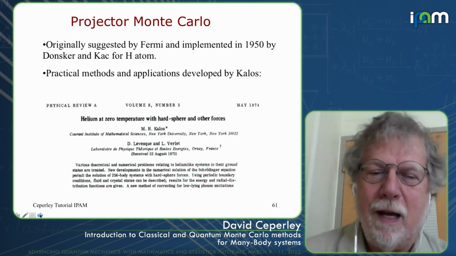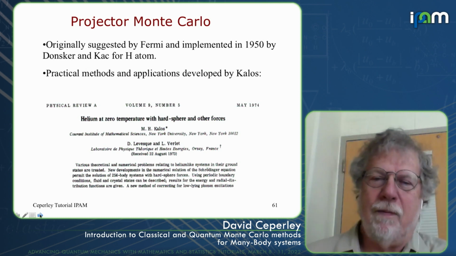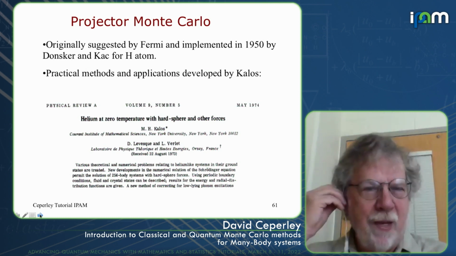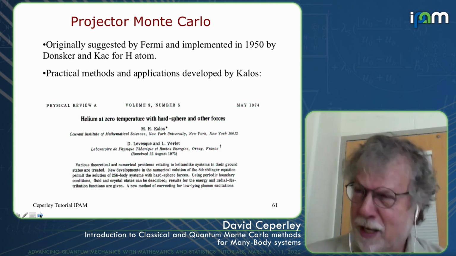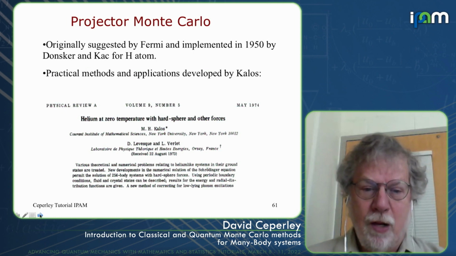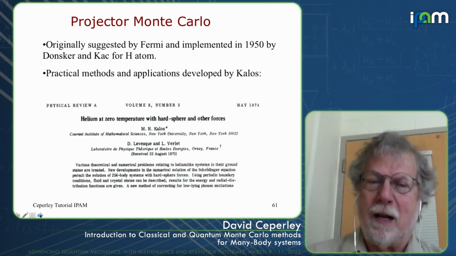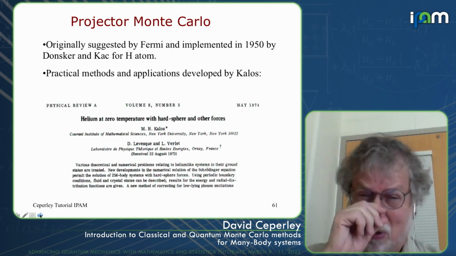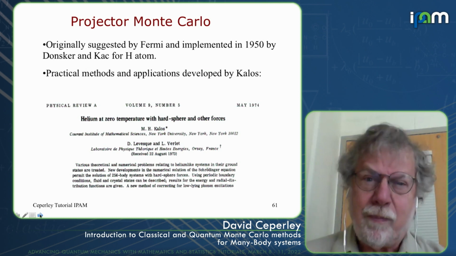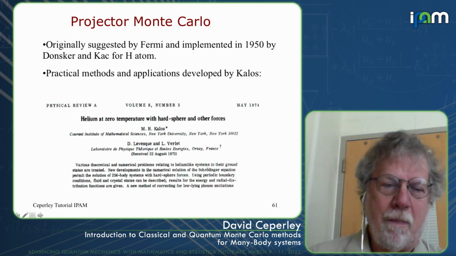Kalos was my advisor and graduate student. He wrote this paper in 1973, where he solved the problem of the ground state of bosons. You can see up to 256 bosons using projector Monte Carlo. And it had been originally suggested by Fermi and other people. However, it wasn't until Kalos came along that the numerical tools were really developed to do it, okay?